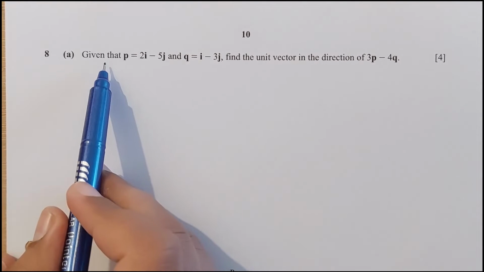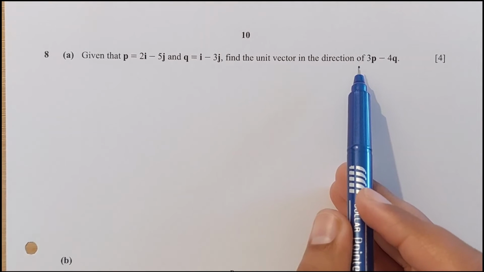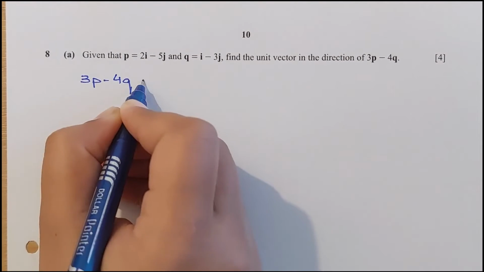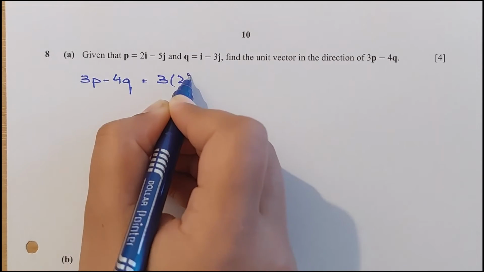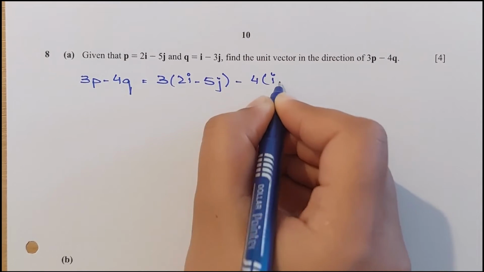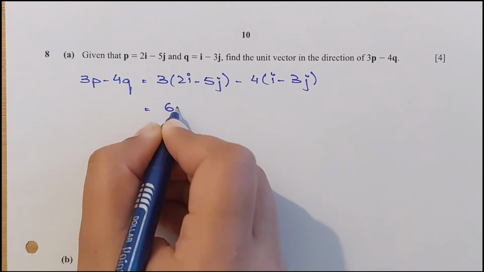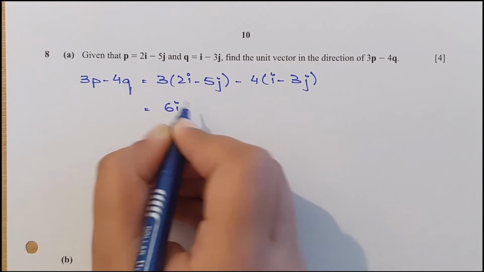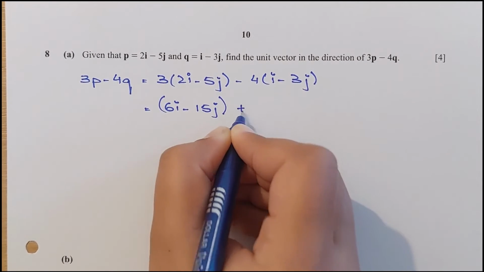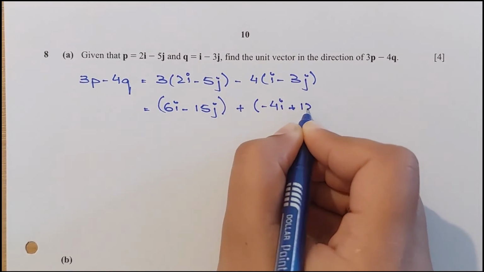Question number 8, part A. Given that vector p is this and vector q is this, find the unit vector in the direction of 3p minus 4q. So first let me find what is 3p minus 4q. 3 times p, 2i unit vector minus 5j unit vector, minus 4 times q, i unit vector minus 3j unit vector. So this is equal to 3 times 2 is 6i minus 3 times 5 is 15j, and plus minus 4i, and minus times minus is plus, 3 times 4 is 12j.